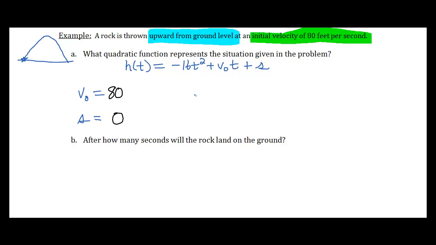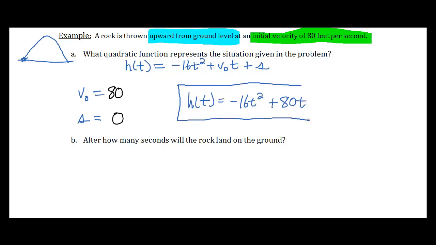And so the quadratic function, I'm just going to put 80 in for V0 and 0 in for S. I get h of t equals negative 16t squared plus 80t plus 0. Of course, we don't have to write the plus 0. So this is my quadratic equation, or quadratic function that is represented here. Okay? Now I'm going to go to part B.